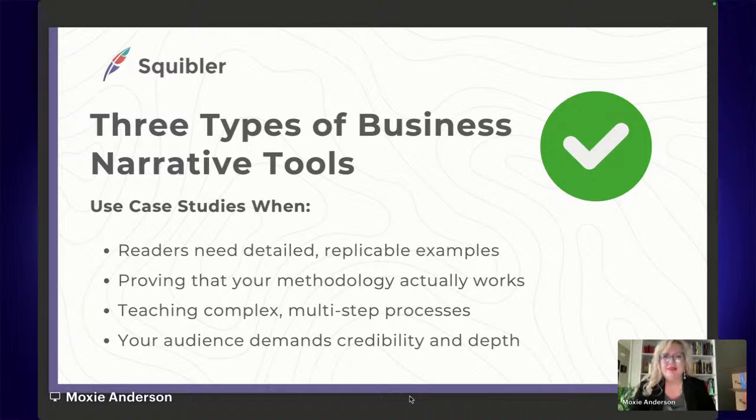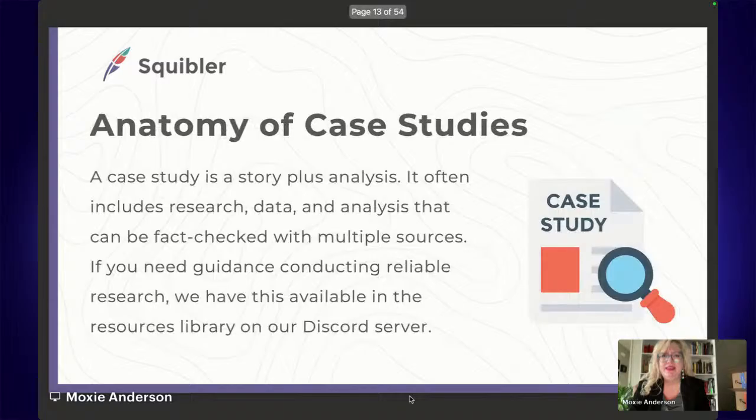These are more scientific examples. You want to use them when you want proof or evidence that the methodology that you're talking about in your book actually works. These also teach complex multi-step processes, so that's why you need more length to describe them. And also, when your audience sees that you include case studies with real resources, these lend credibility and depth to your business book as well.